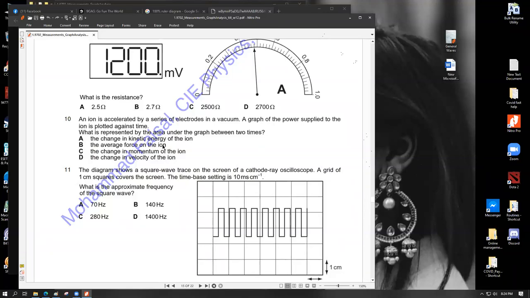Power versus time. So multiply power into time. What do you get in your head? Work done or energy, right? Yes, sir. So read through the options.